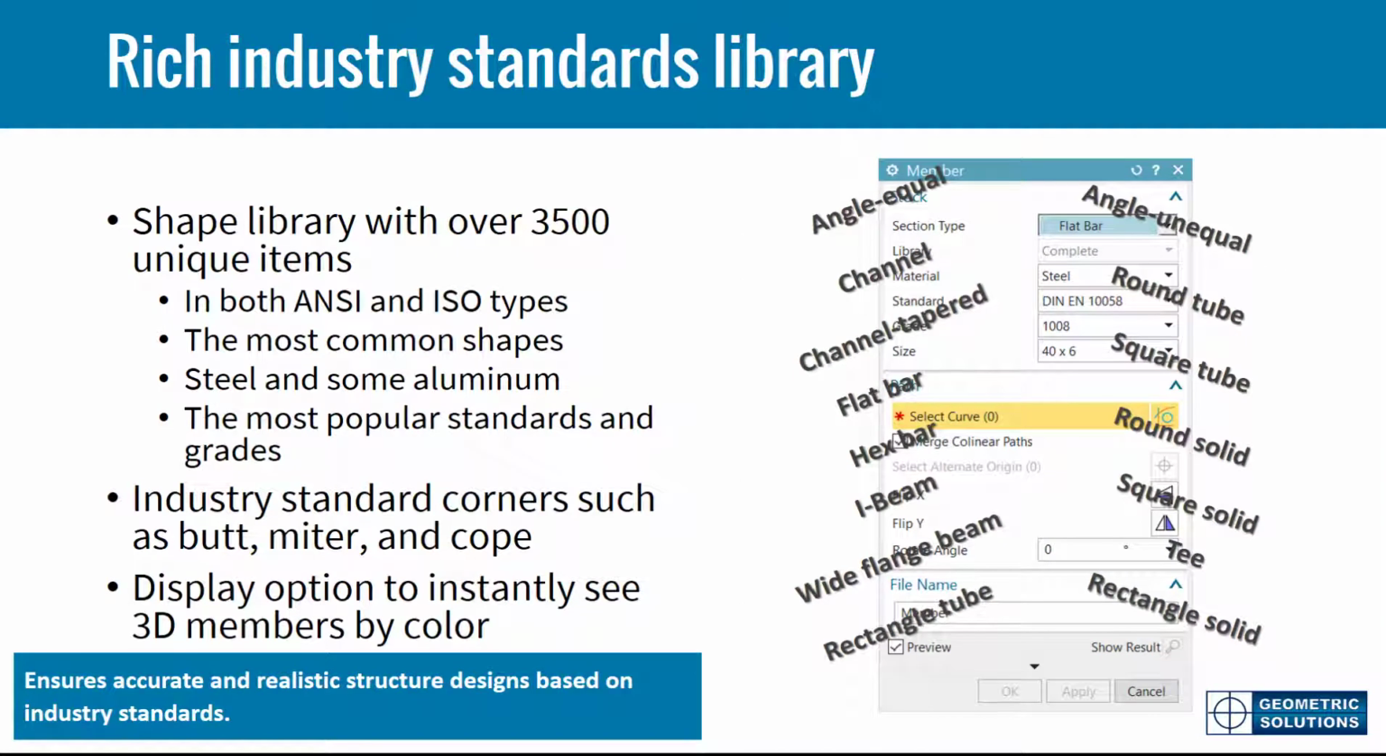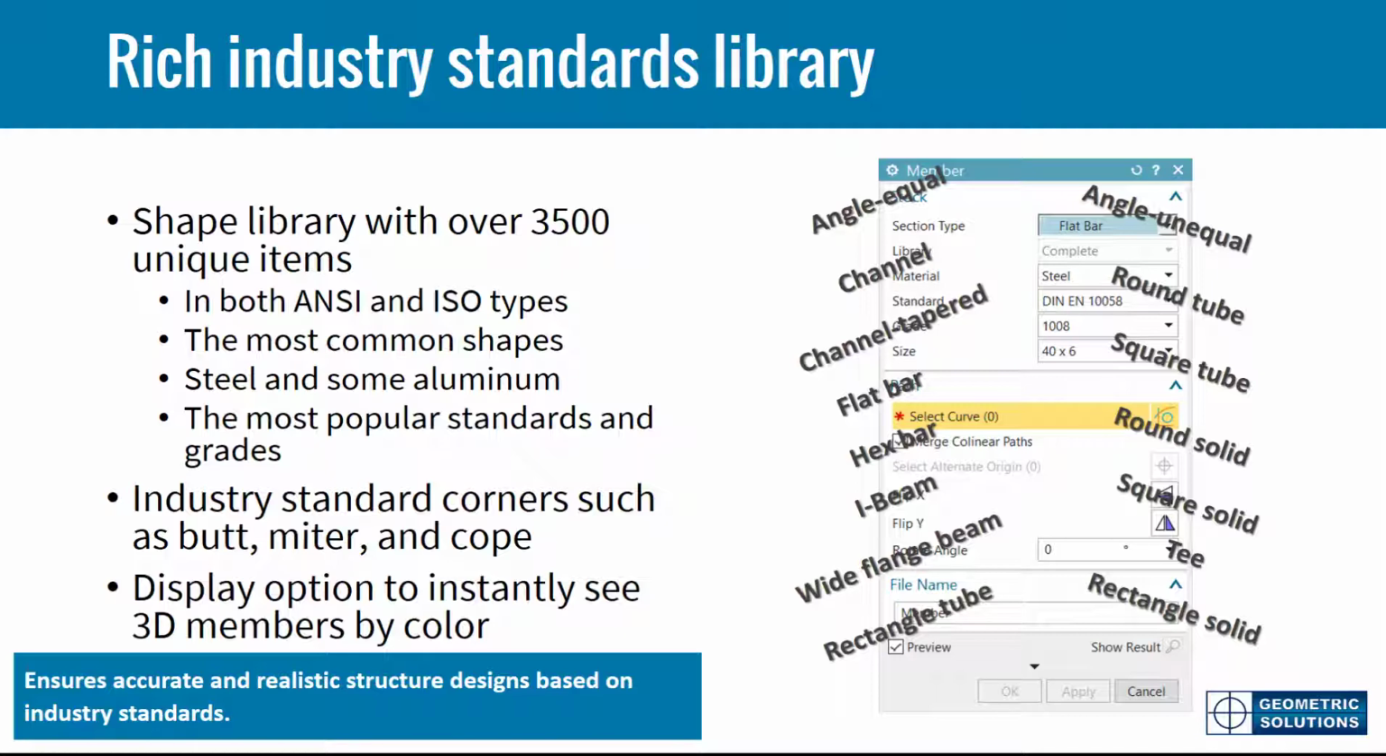When it comes to the library, you'll notice on the screen it says there are over 3,500 unique items. So whatever type of structural frame you're going to need, it's in here.